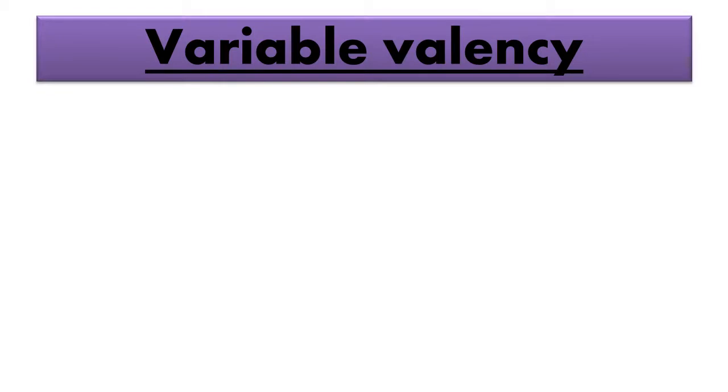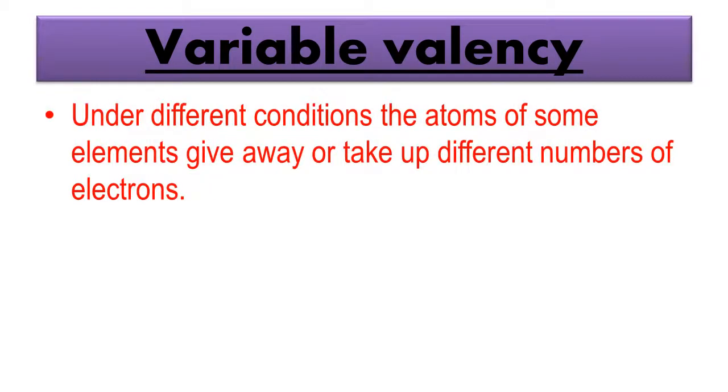Okay, so next is the variable valency. So what is this? Under different conditions, the atoms of some elements give away or take up a different number of electrons. It means according to the situation. So an atom loses electrons from the shell next to the valence shell. Okay, the last shell is the valence shell, and next to the valence shell means before the valence shell.